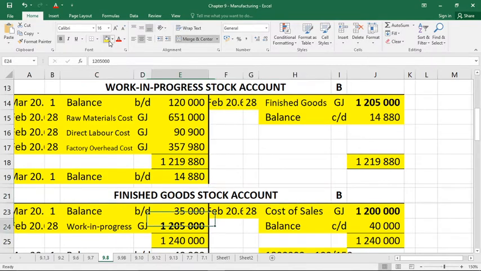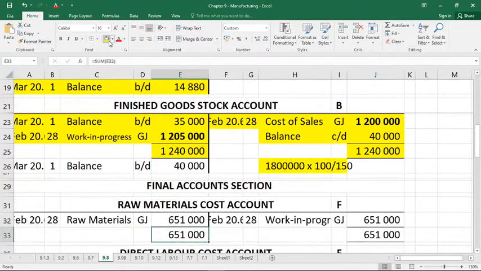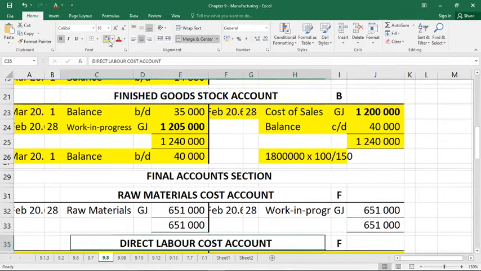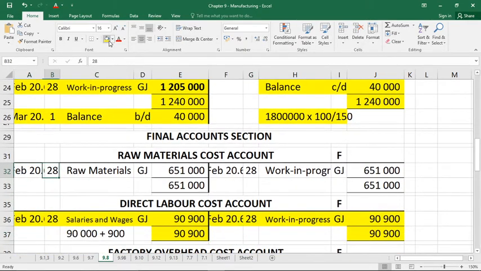Okay, so we're done with work in progress. We are pretty much done with finished goods. I can put my balancing figure there, brought down 40,000. I forgot about this ledger account, raw material cost. Remember, the raw material cost account started with a debit amount of 651. And where did it come from? Raw material issued. And where did it get sent to on the credit side? Work in progress. So it's a very in-out ledger account, nothing else to it. Simple one-liner, not very popular.